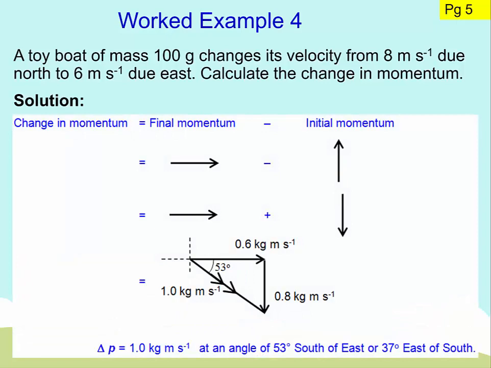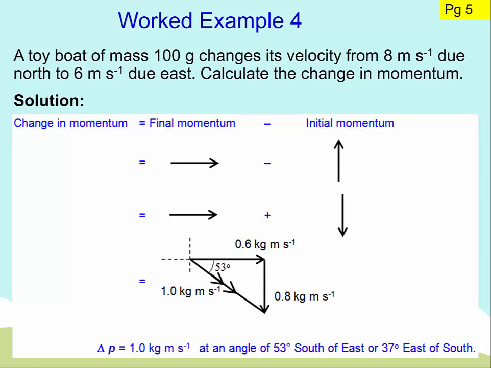In this case, one is moving towards north and one is moving towards east. Remember, change in momentum is final momentum minus initial momentum. So minus initial momentum is the same as adding the initial momentum in the reverse direction. So you have the arrow being reversed in the second line. From these two arrows, now I can draw a vector diagram. And the resultant is the hypotenuse, which is found to be 1 kg per meter per second.